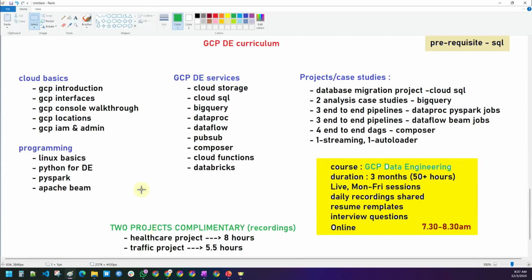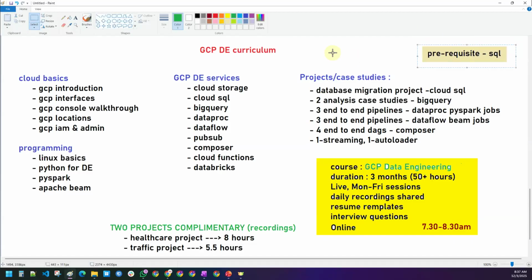Okay. Yes. So this is about the course curriculum, everyone. The entire course curriculum is here for you to understand. Cloud basics, programming, GCP data engineering services, projects and case studies are covered, course details and two complementary projects. Everything is here. I hope you guys are able to understand. Now, if anyone has any questions on the course curriculum, please raise your hand, guys.